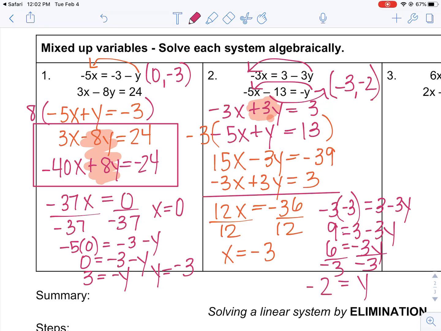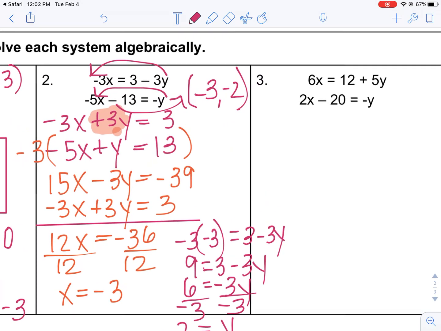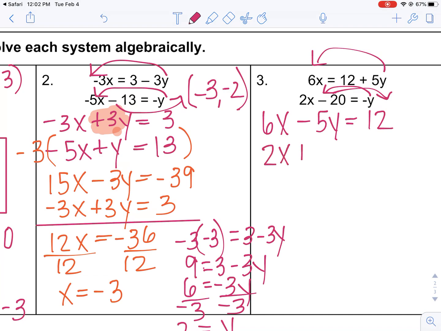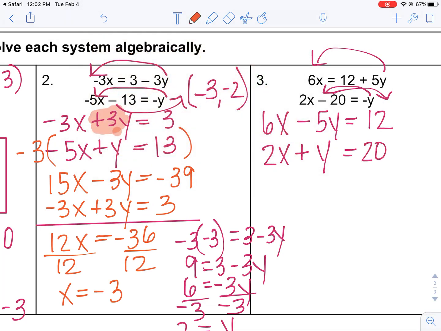All right, last one we're going to do together. So this one, you need to move both of them again, so we're going to put it in that format. We're going to bring over the 5y. So 6x minus 5y equals 12. And then we need to do that double switch with the y and the negative 20 to get 2x plus y equals 20. And then I make my decision on which variable to eliminate.